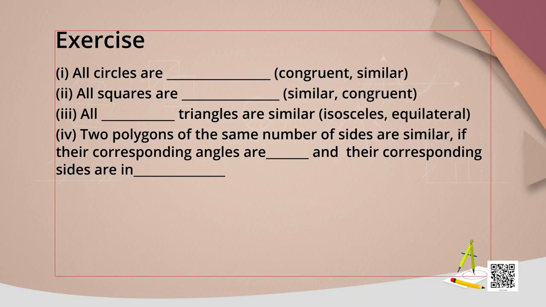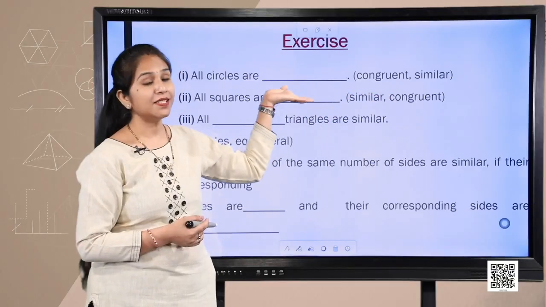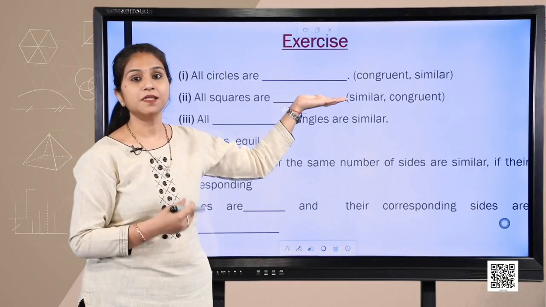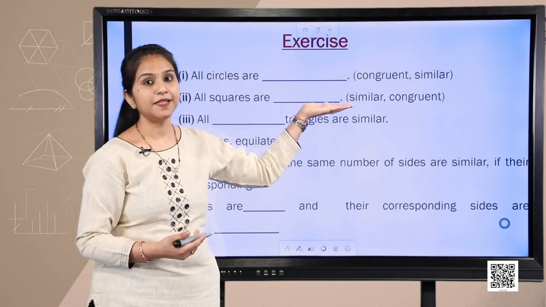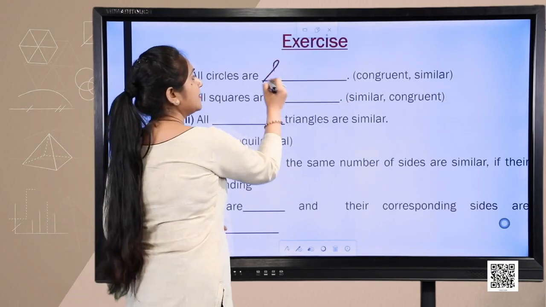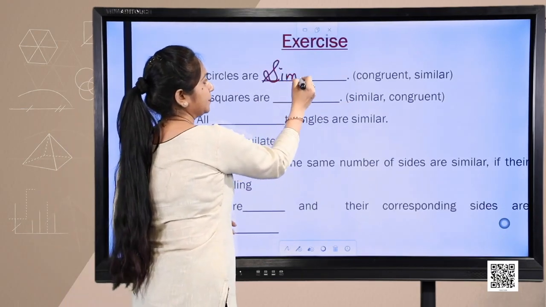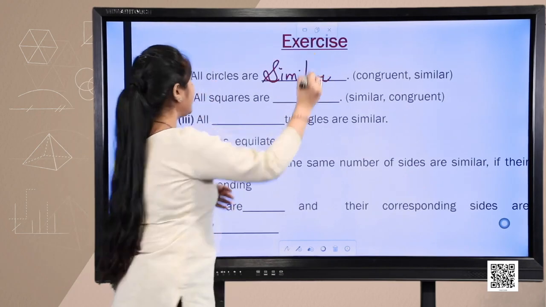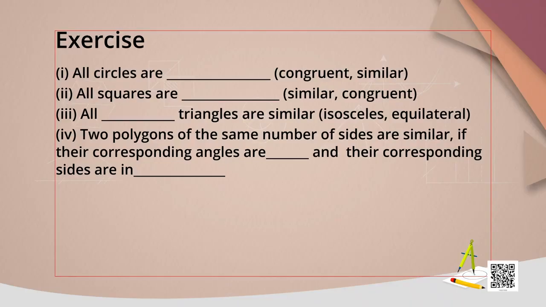So let us do one small exercise quickly. Here you just have to do fill-ups. Number 1, all circles. The options are congruent or similar. Since all circles are of the same shape but different size, your answer should be similar here. Second one, all squares are similar or congruent. Again, the correct answer will be similar.